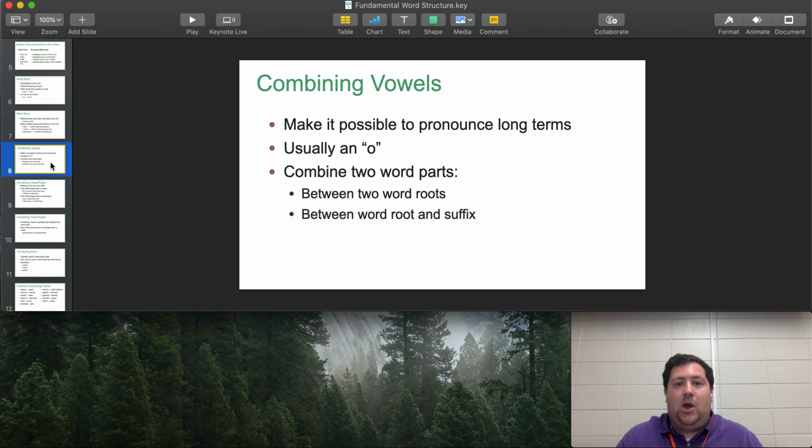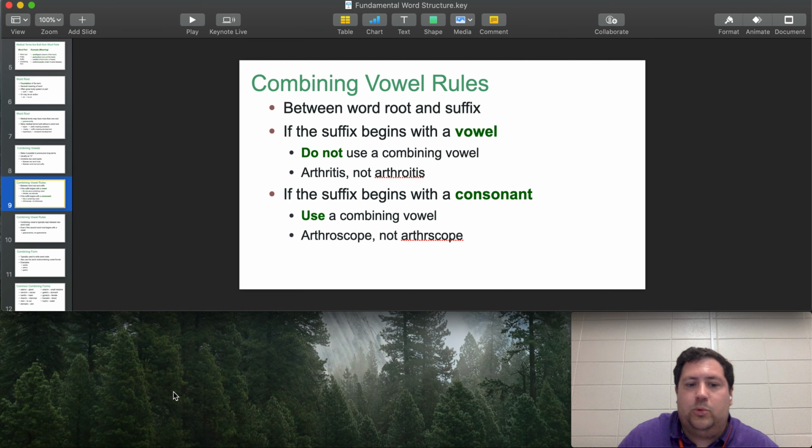Now, combining vowels exist as the verbal glue that holds our pieces together. It makes it possible to pronounce really, really long terms. And usually our combining vowels are O's. They're combining either two word roots together, like we had in gastroenteritis, or a word root and a suffix together, okay? So here's a couple rules for when we're using combining vowels and when we don't, because as you've seen, in a couple of the words that we've talked about in class, you don't use combining vowels, okay?